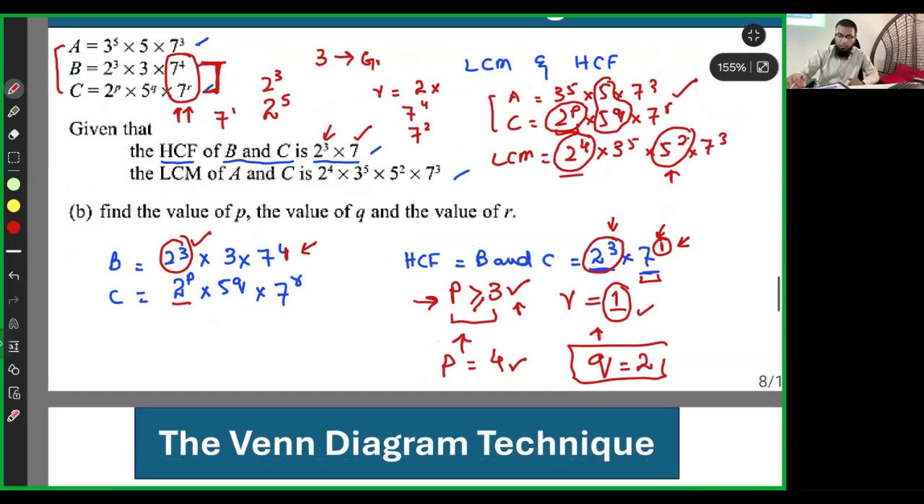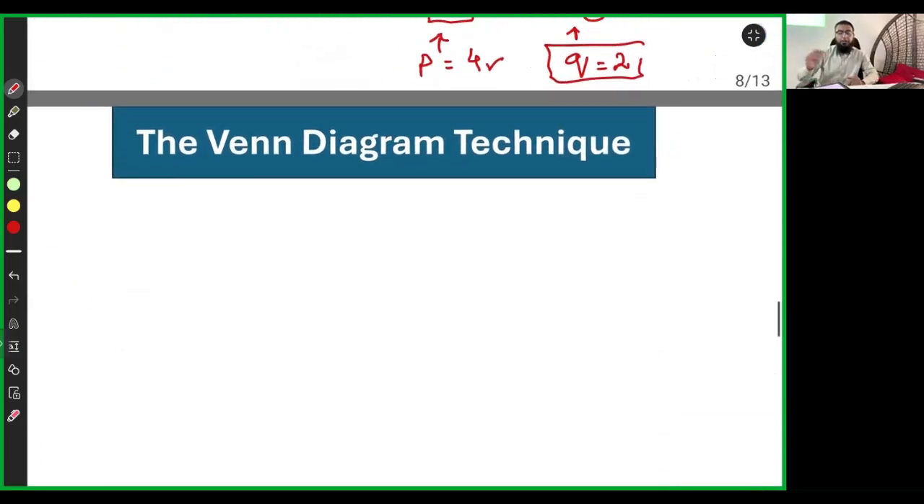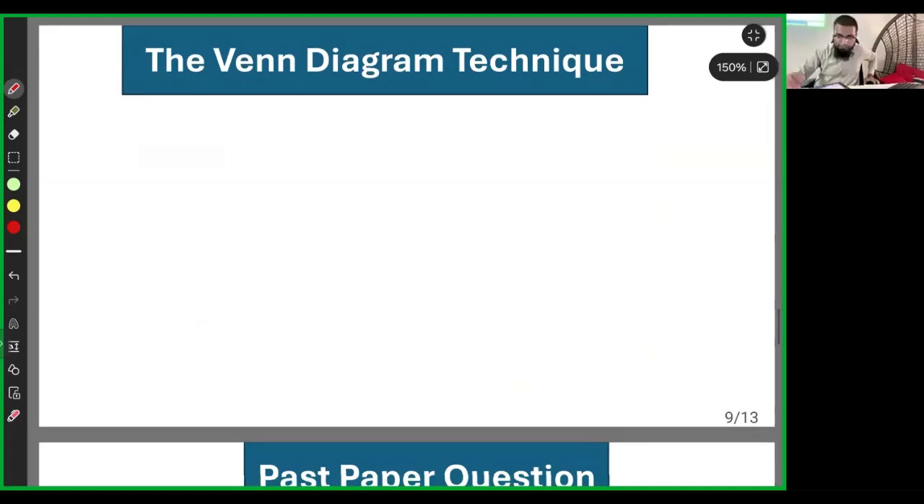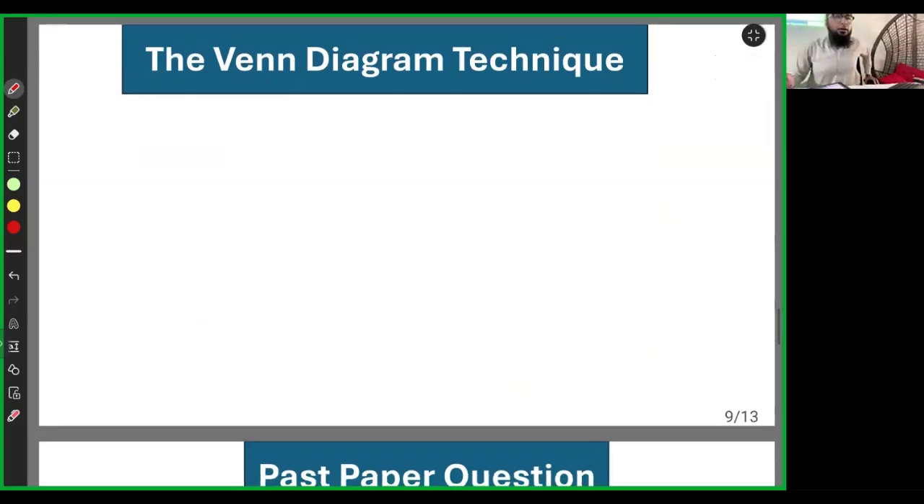Now, one of the most important things of today's lecture, that is the Venn diagram technique. You need to be focused. For example, मैं कहूँ कि हम लोगों ने ऊपर LCM या HCF हम कहते हैं 16 and you can say 24.